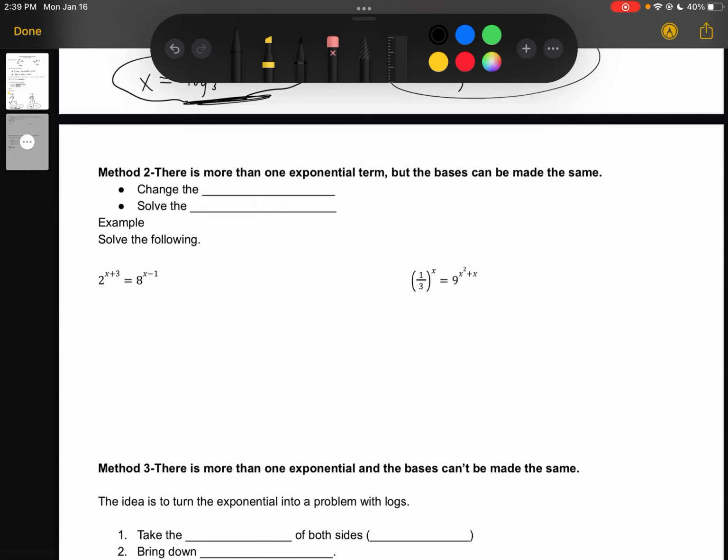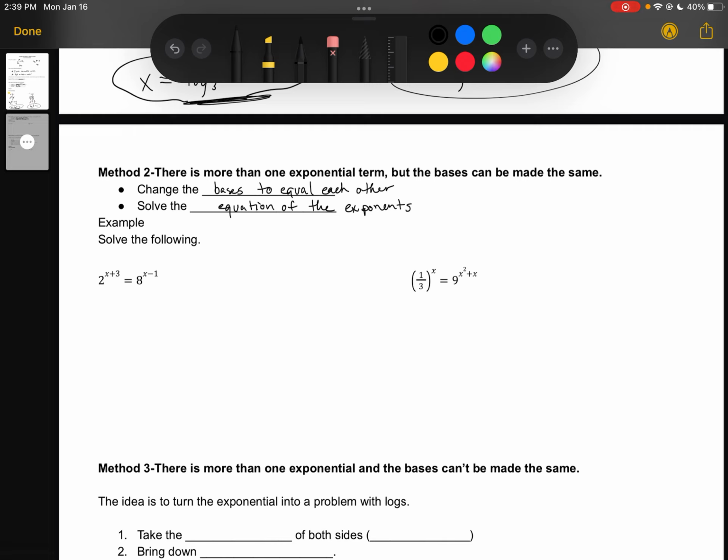For method 2, if we have more than one exponent, so in this case, exponent with the variable in it, in that case, we need to make our bases the same. So our first step here is change the base to equal each other. So bases must be the same, and then from there we can solve the equation of the exponents.